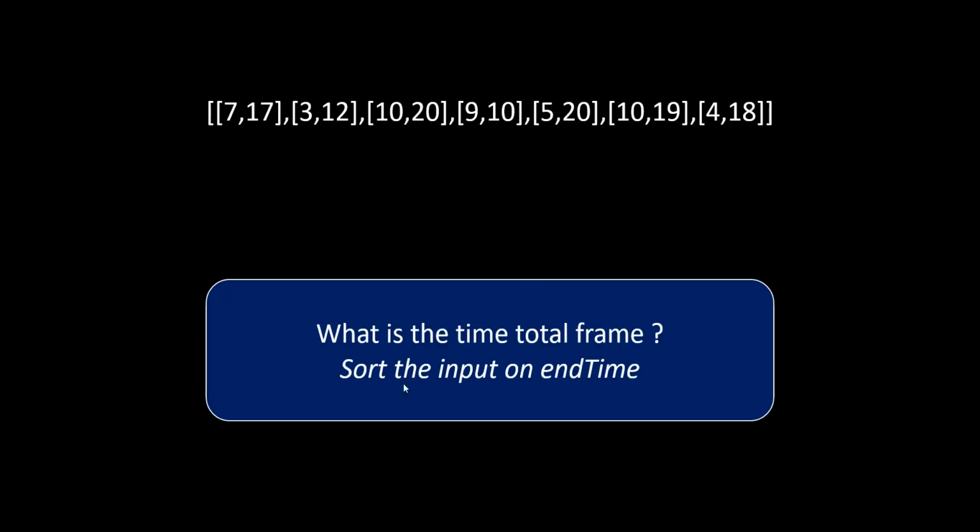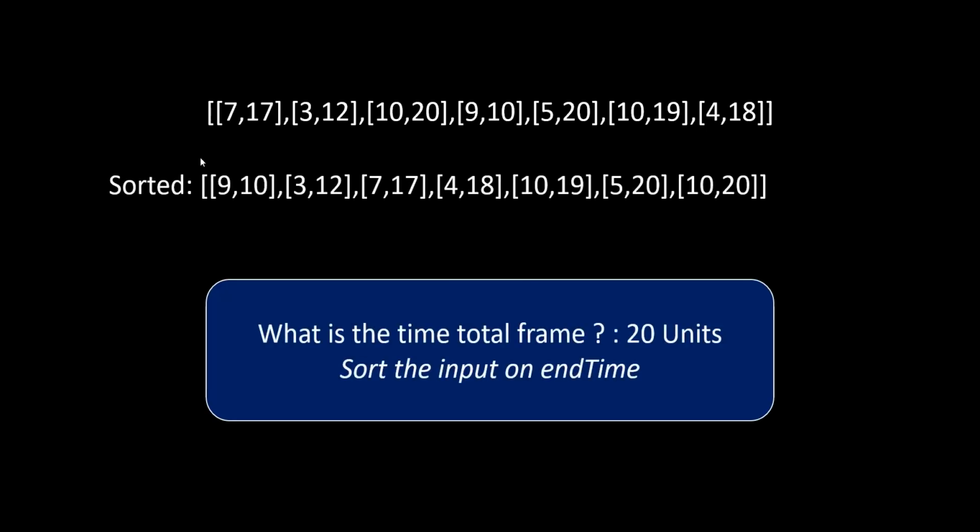For that, I can simply sort the input on the end time, and after sorting it, the input looks like this. So I have this in the ascending order of the last day on which I need to complete the courses. If I am getting the same last day, in that case over here I have sorted based on the duration of the course. And so I now have the time frame that in 20 units of time I need to see how many courses I can complete.